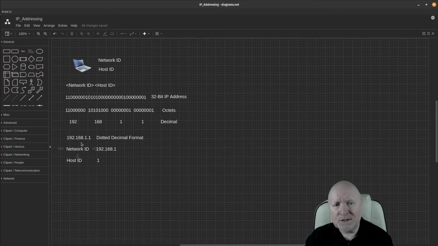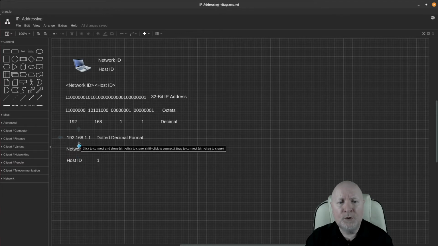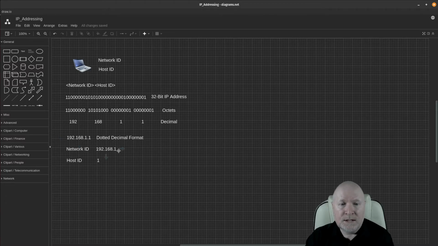So 192.168, for example, anything that started with those 2 numbers, it meant that the first 3 octets were the network ID. So that's it, 192.168.1. That's the network portion of this number here. 192.168.1 represents the network identification. The 1 is specifically the computer itself, the actual host ID.